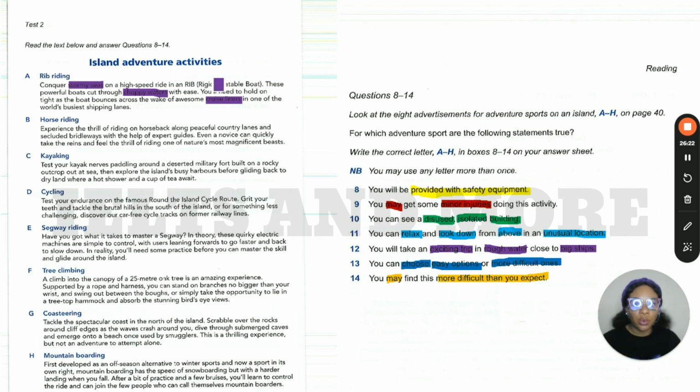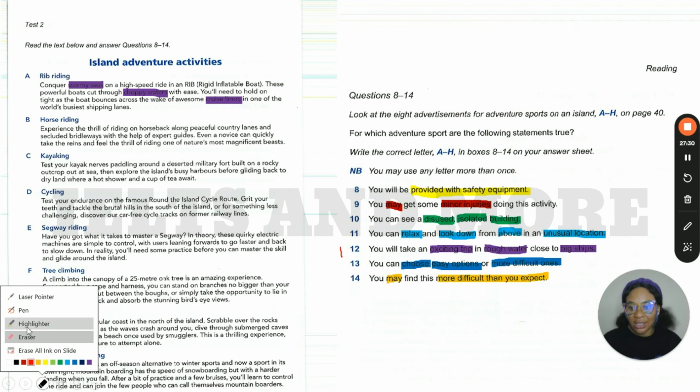So look at all the keywords we've already seen that we can also find in number 12. You will take an exciting trip in rough waters, stormy seas, choppy waters, close to big ships, cruise liners. It's saying the same thing. So that's why the answer to number 12 is A.